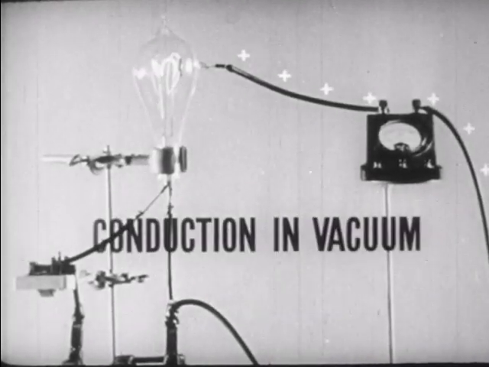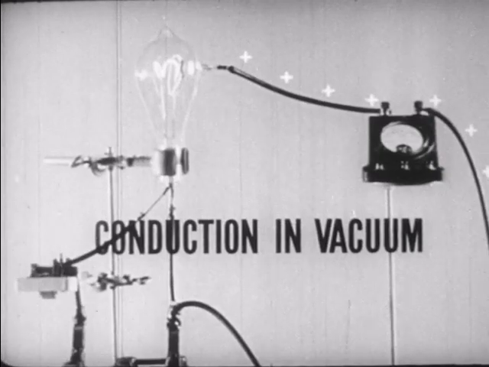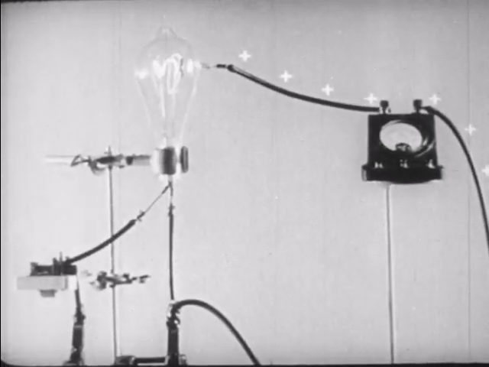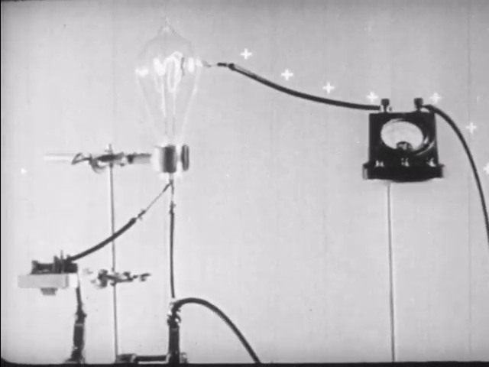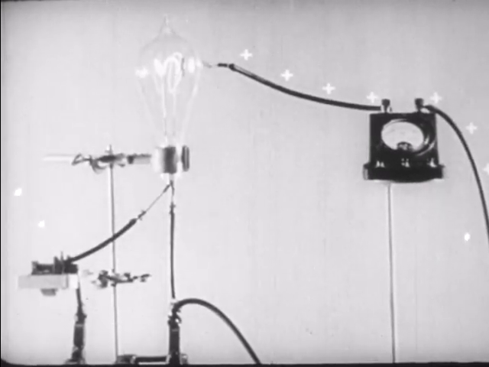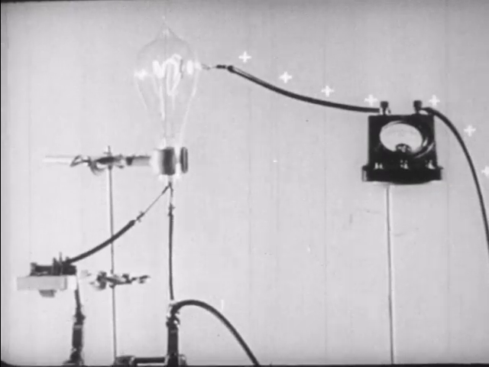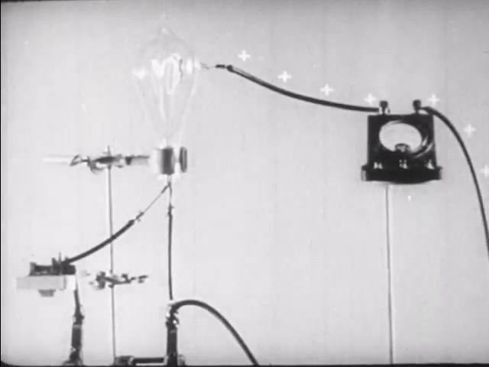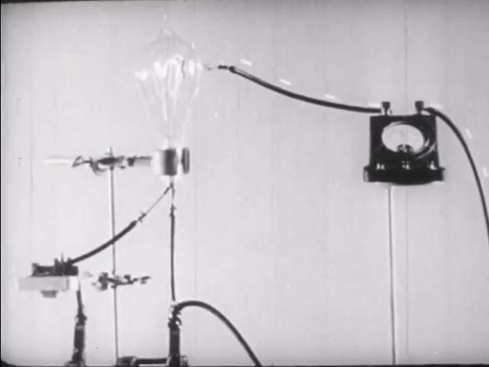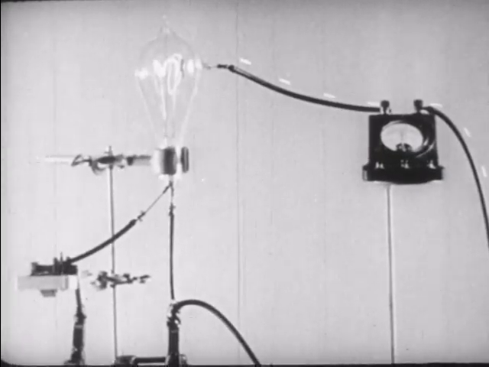As to the charges themselves, it is only in vacuum that we can detach them from matter and observe effects due to them alone. This evacuated bulb contains a glowing filament and also an additional electrode. When this electrode is kept positive, a current is registered by the ammeter. No charges flow if it is negative.